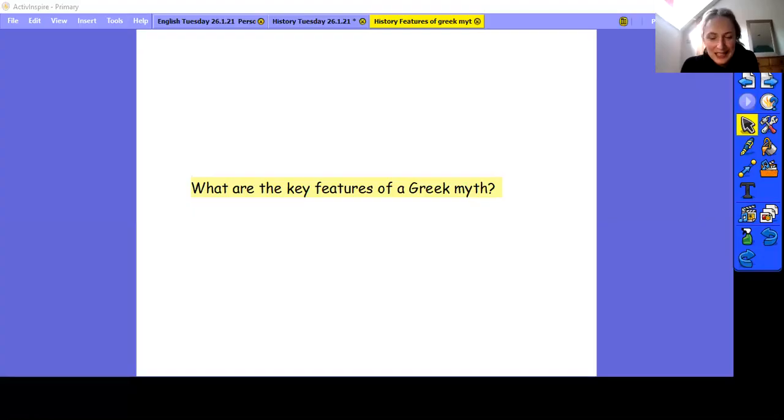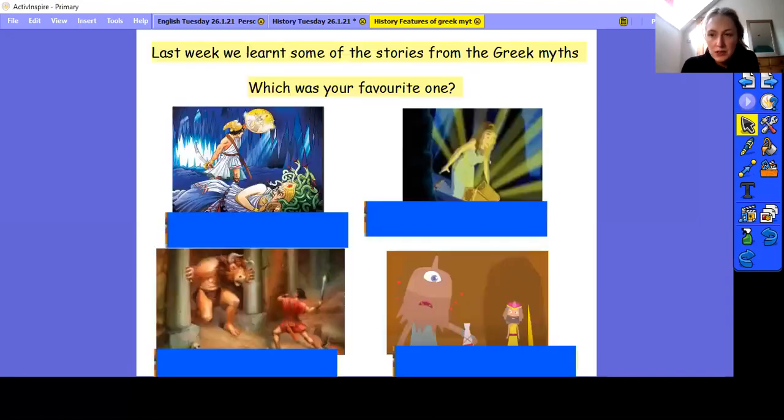So in today's lesson we're going to be learning what are the key features of a Greek myth. Last week in the afternoon lessons with me and with Miss Whitehouse, we learned some of the stories from the Greek myths. Perhaps you'd like to pause the video now and just have a look at some of these pictures and see if you can recognise some of the myths that we looked at last week. And think about which is your favourite one.